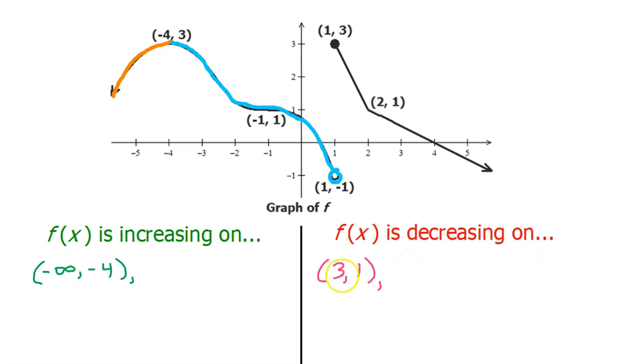Always use parentheses everywhere. F continues to be decreasing on this interval because there is a discontinuity here. Write this as two separate intervals. Don't try to say that f of x is decreasing from negative 4 to infinity. There's a jump here, so go ahead and make a second interval for the interval from 1 to infinity.